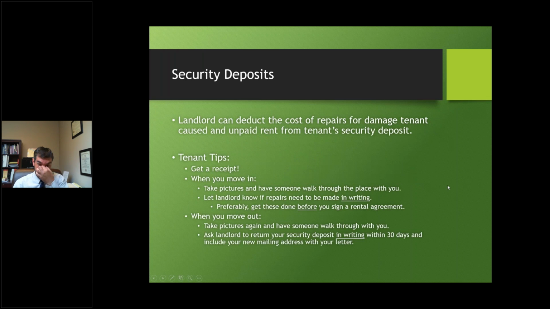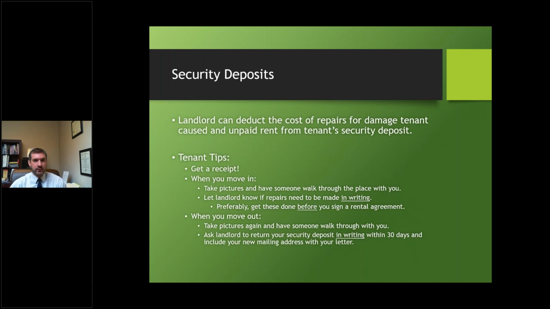And then security deposits is another thing that we get. Security deposits come up, of course, at the end of the lease term, and the landlord is allowed to deduct from your security deposit the cost of any repairs or damage that the tenant caused, or any unpaid rent or any other unpaid fees that were validly charged under the lease. So, again, ideally you want to get a receipt for what your security deposit was at the time you move in, and you want to take pictures when you move in, and let the landlord know in writing if there are any repairs that need to be done when you move in.